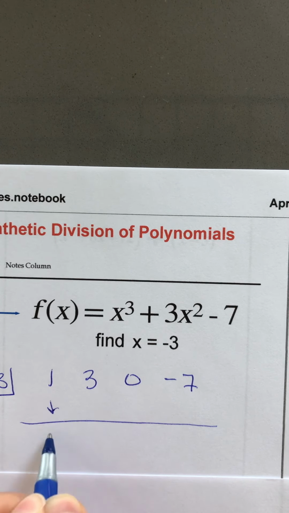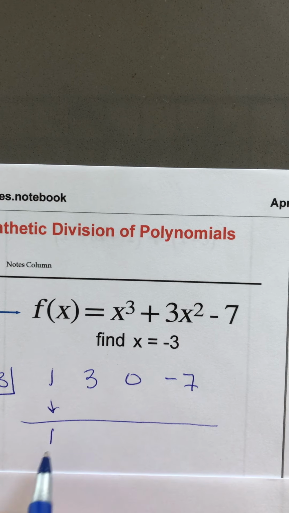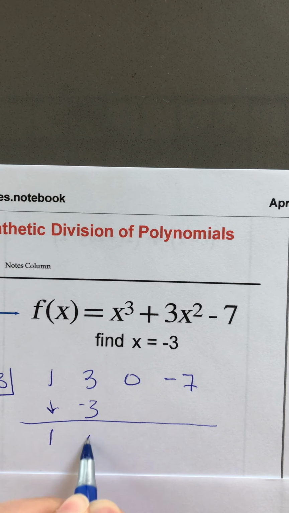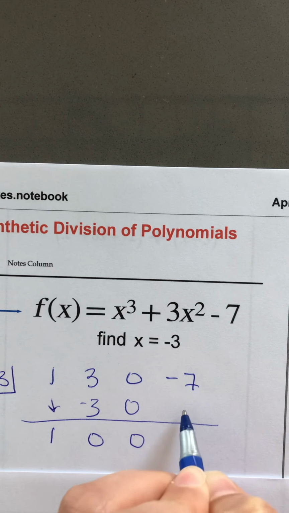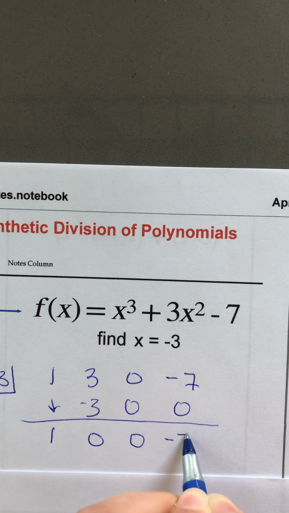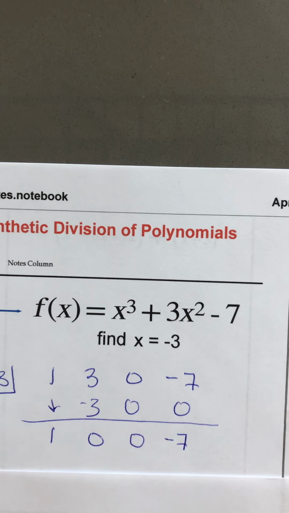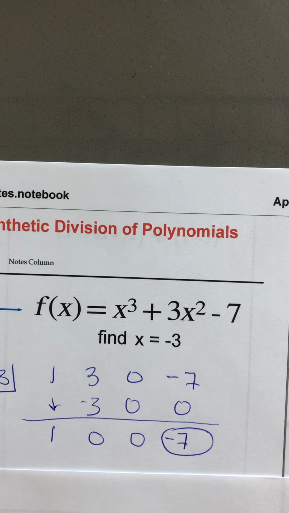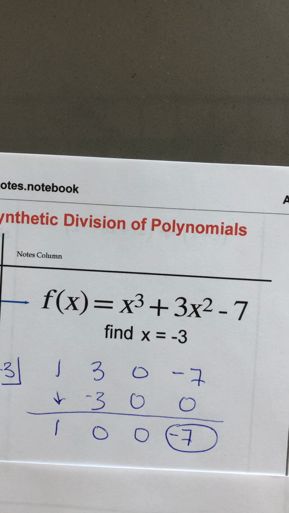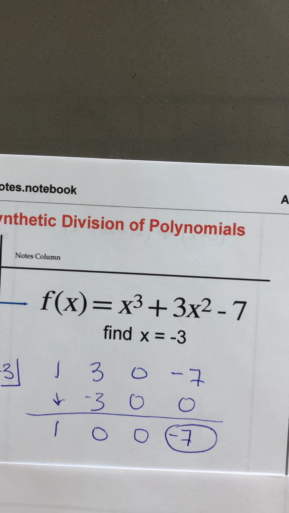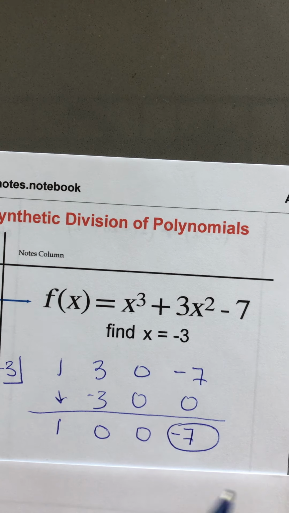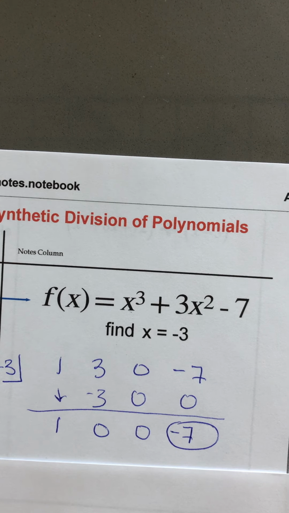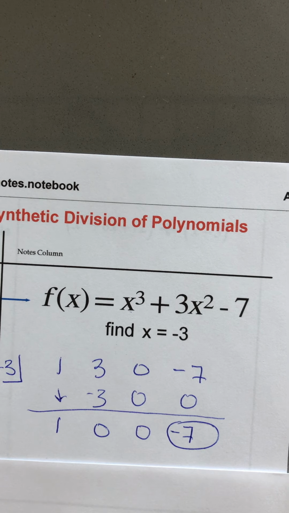Remember, we bring our leading coefficient straight down, and we multiply and add, multiply and add, multiply and add. This one had a lot of zeros in it, but our final answer is negative 7. And again, remember, you can double check this by doing direct substitution, plugging in a negative 3 here and a negative 3 here and making sure that you still get a negative 7.